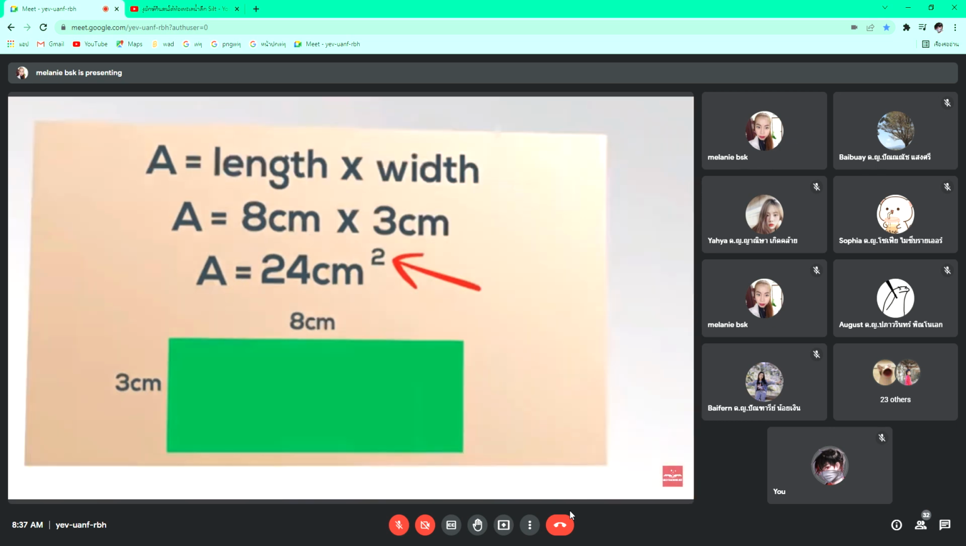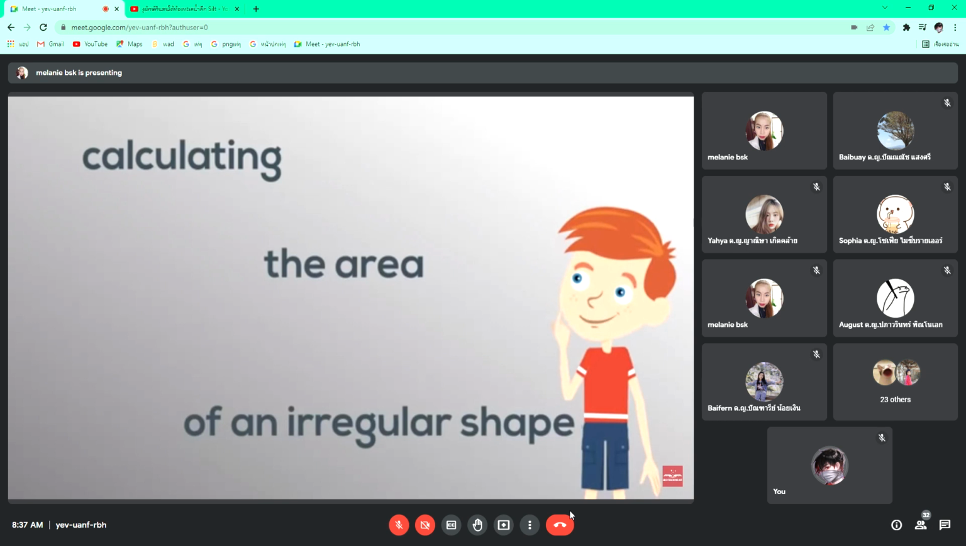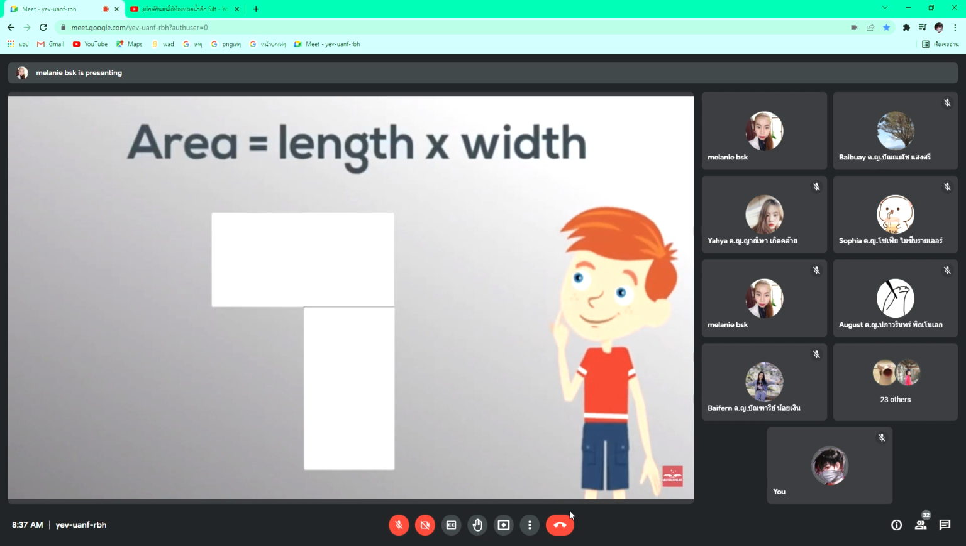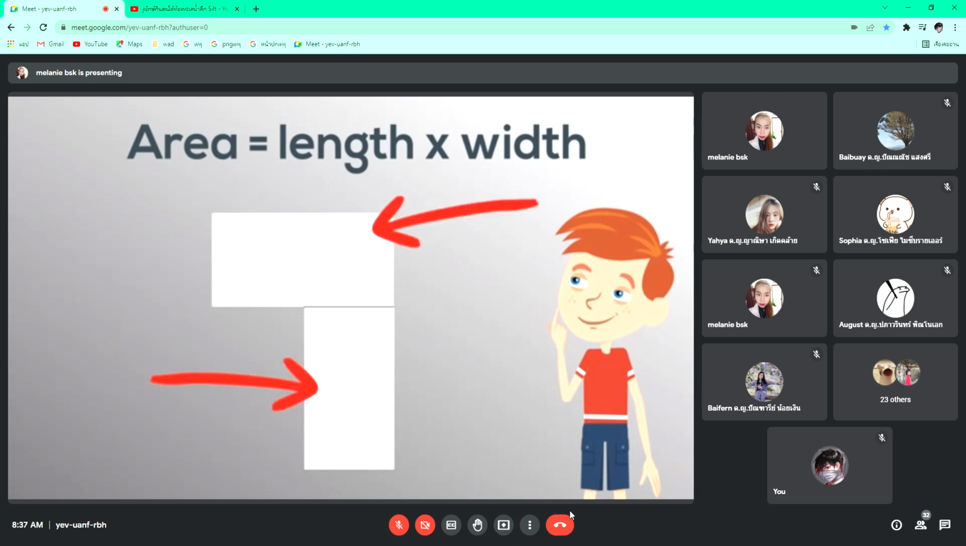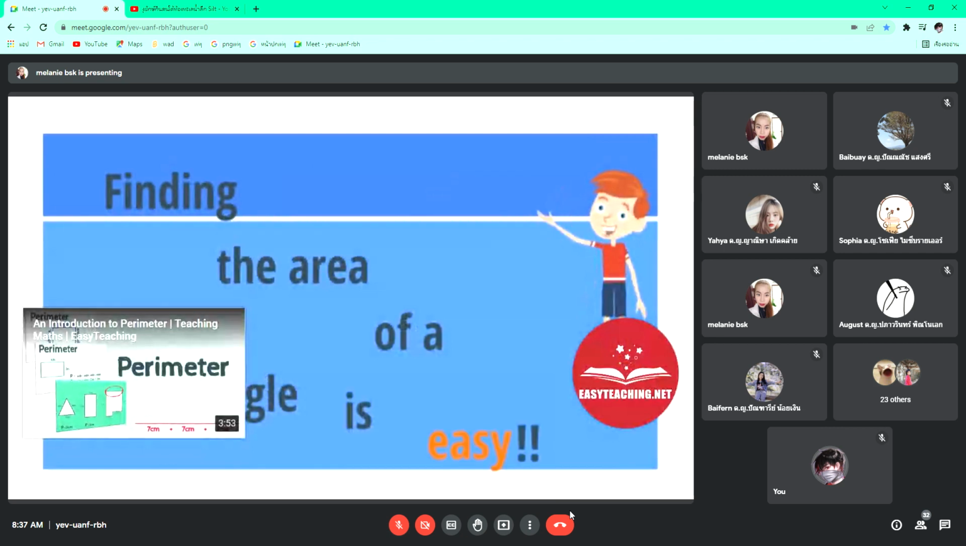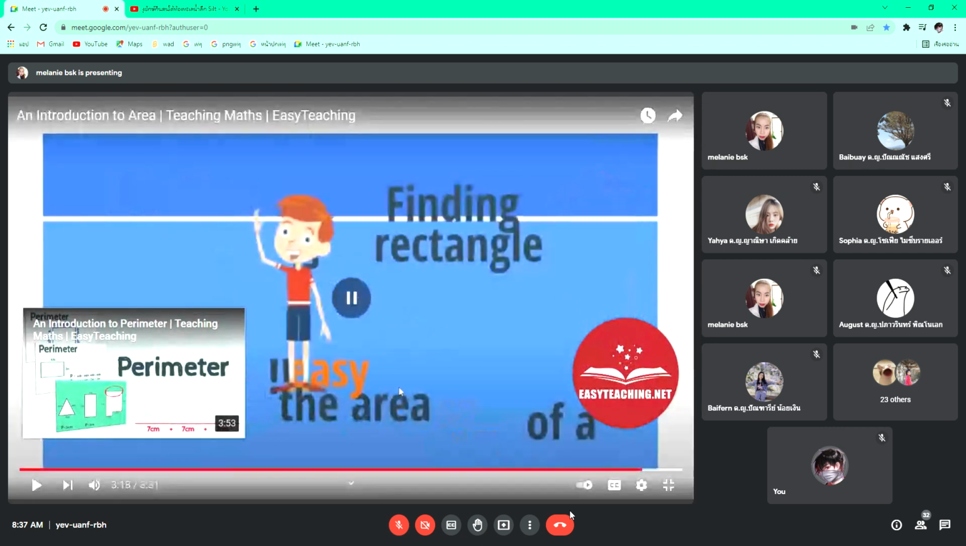Now we'll have a go at calculating the area of an irregular shape. Here is the floor plan of a house. Can you see how we can divide this irregular shape into 2 rectangles? There are a couple of ways we could do it. One is like this, and another is like this. Then, we just have to use our rule, area equals length times width, to work out the area of both rectangles. Finding the area of a rectangle is easy.